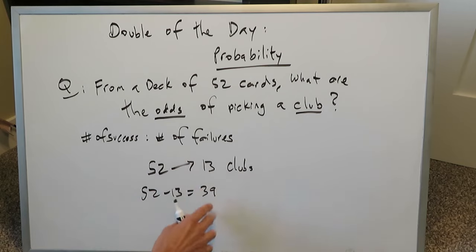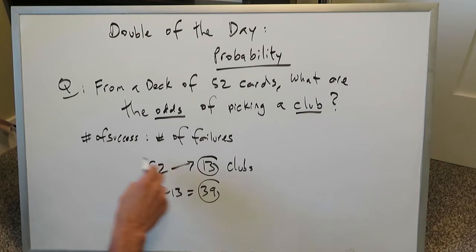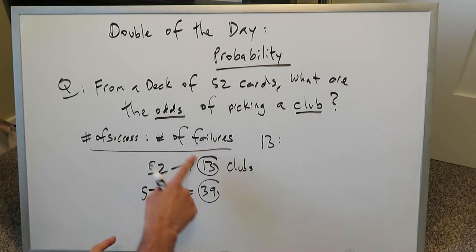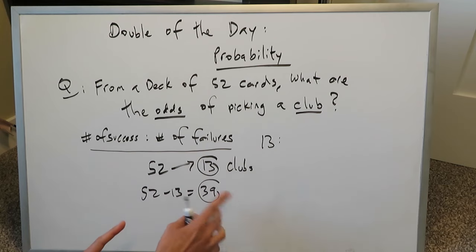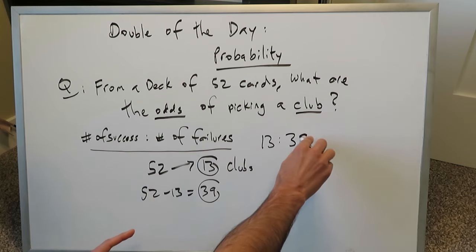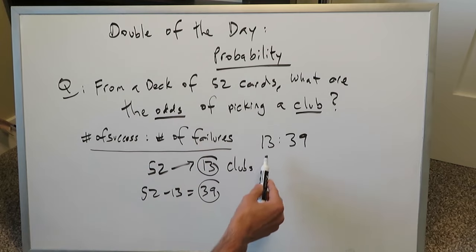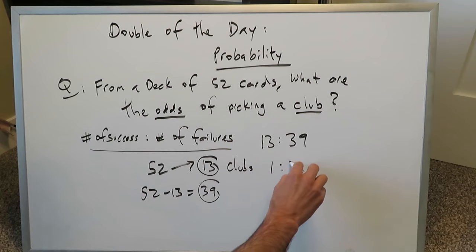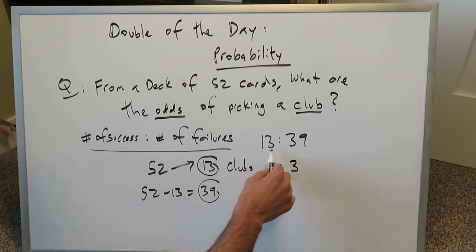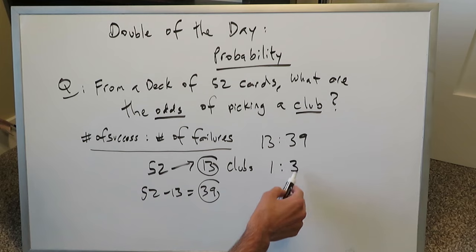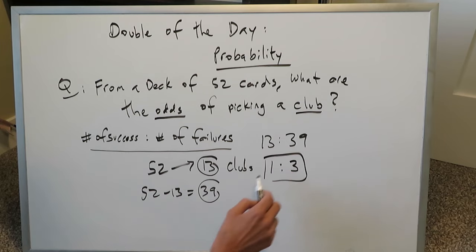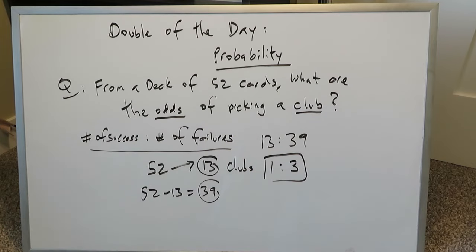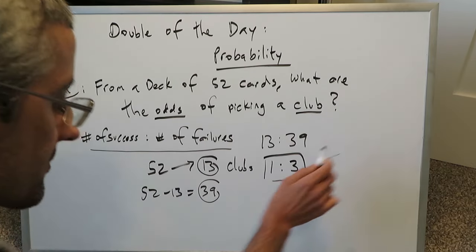You have to put these numbers into the formula I've put over here. The number of successes is 13 because there are 13 clubs, and the number of failures, meaning the non-club cards, is 39, so the odds of picking a club are 13 to 39. But you can present this in a better way, 1 to 3, because you can simplify. 13 divided by 13 is 1, 39 divided by 13 is 3. So the odds of picking a club are 1 to 3 with regards to a deck of 52 cards. And the question is done, and this should be a good answer.